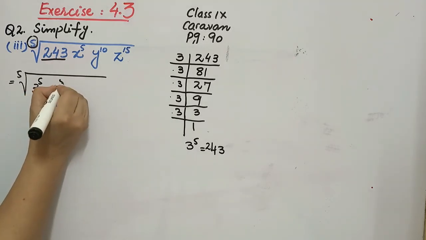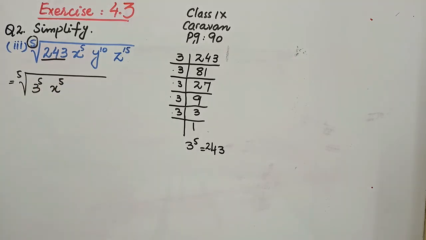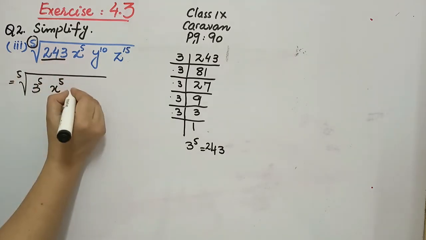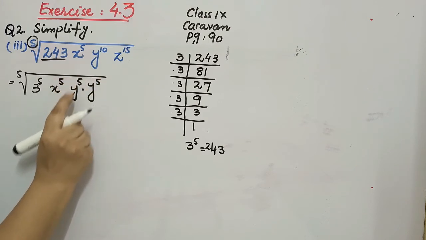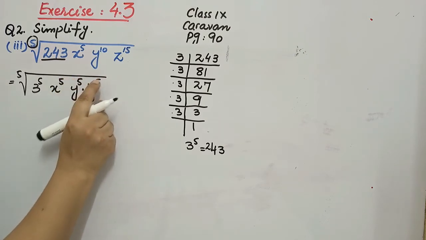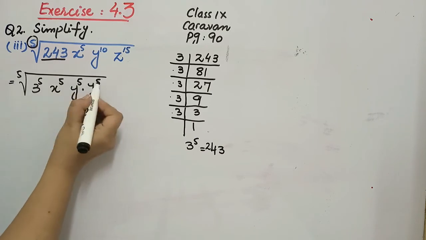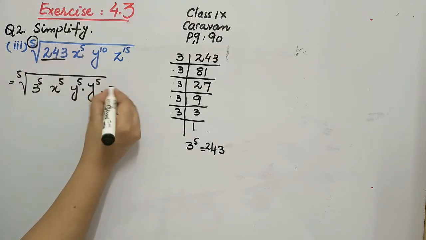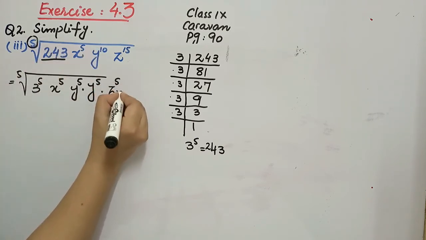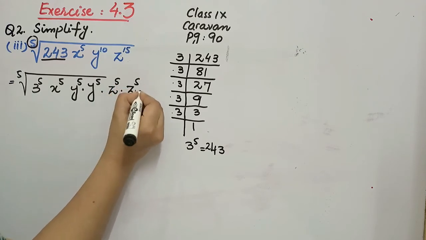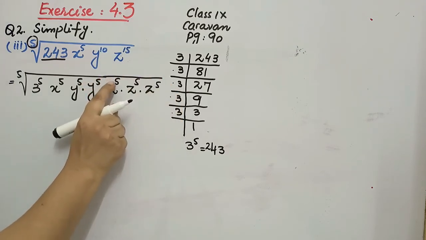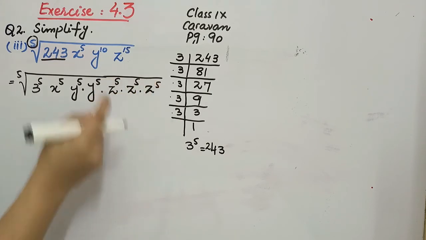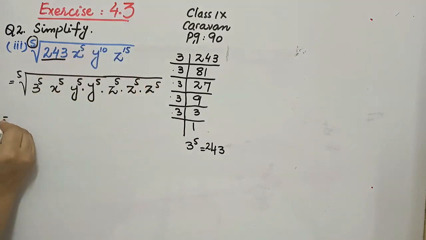And x is again in the fifth part, so x raised per 5 as it is. So y I can write it down as y raised per 5 into y raised per 5. As the bases are the same, the powers are going to add, so it will become 5 plus 5, that will be 10. For z, I have 5, 5 and 5. So it will be z raised to 5 plus 5 plus 5, that will be again 15.